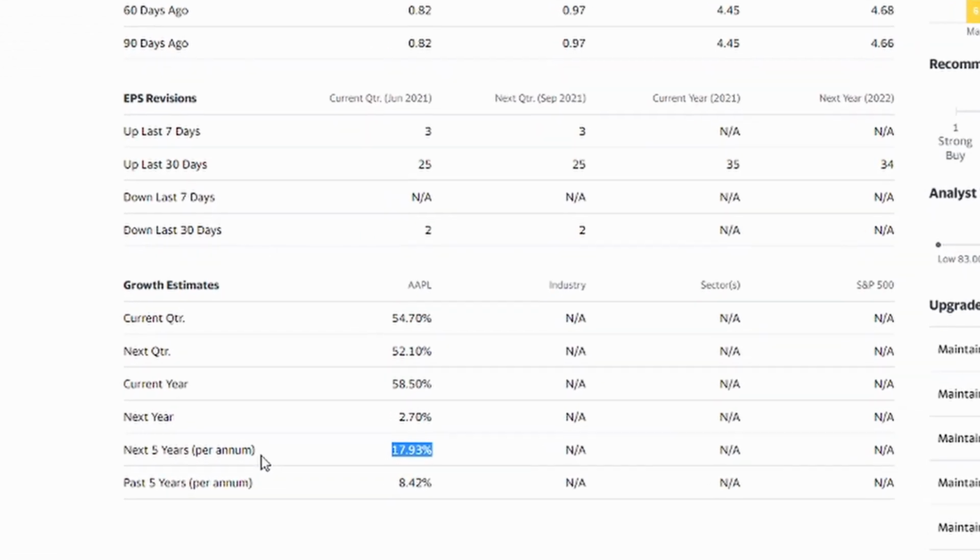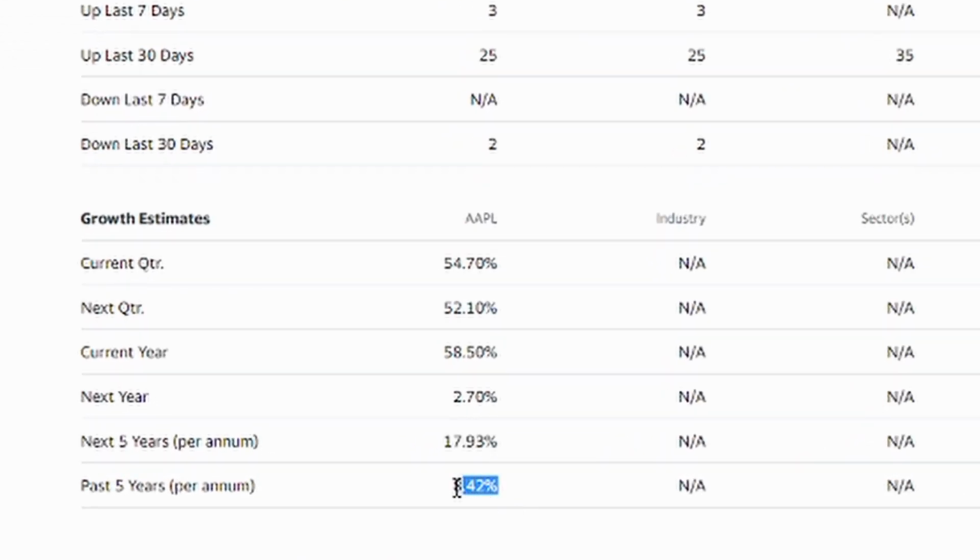Try to find out more information, and this will probably help you to get a feeling of if this is at all reasonable or not. But for now, we'll use this as an example. So we'll use the 17.93% for the first 5 years, and after that 8.42%.